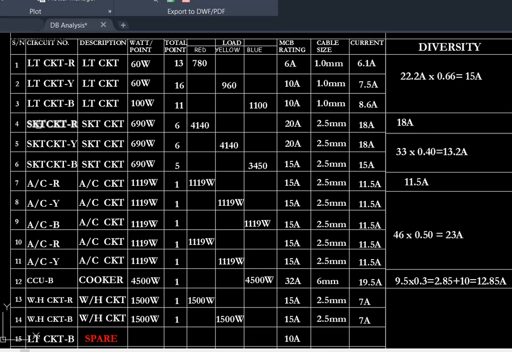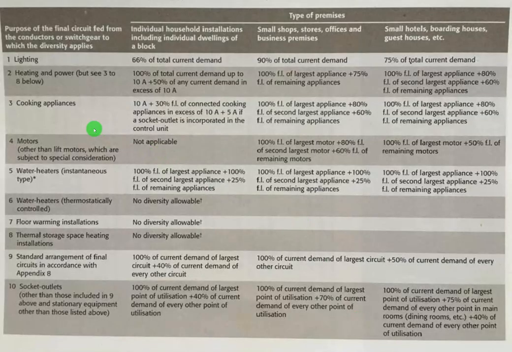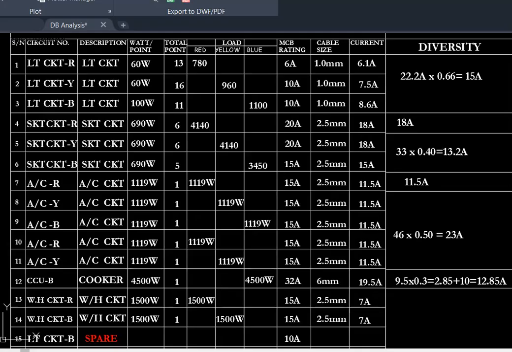Now come for the socket. So go back to the table. Let me refer you to the table again. Now we're talking about the socket. Look at the socket, row 10. So trace row 10, come to individual household, the column of residential setup. So we are using 100% for the first circuit. Then the rest of the circuits are going to be 40%. So for the first circuit, you take the current as it is. Then for the rest of the circuits, take 40% only. That is the assumed current that is going to be utilized.